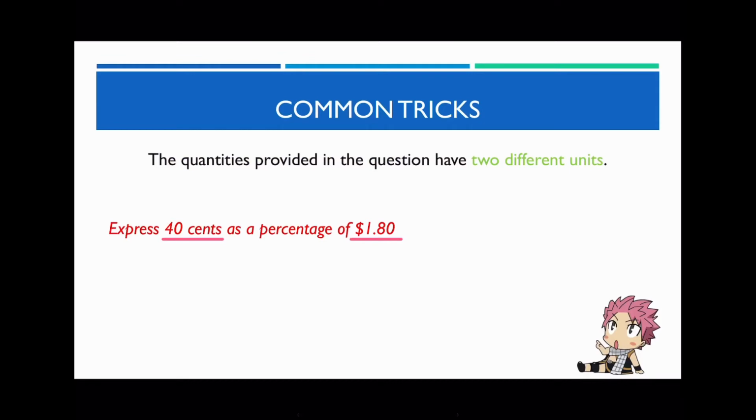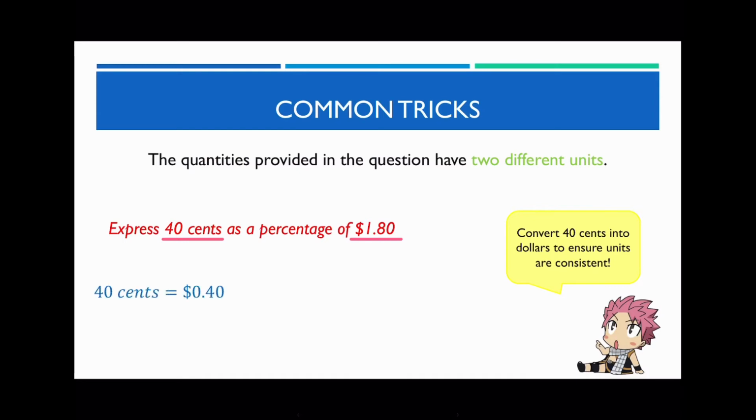Now, the common trick to these types of questions is that they often give you quantities that have 2 different units. So notice over here, I've got express 40 cents as a percentage of $1.80. Now, cents and dollars are 2 different units of money. So what you need to do is express 40 cents in dollars to ensure that the units are the same or consistent.